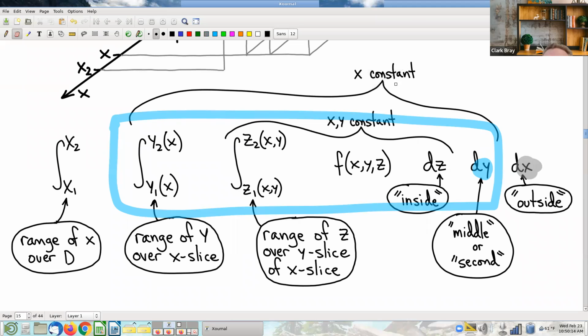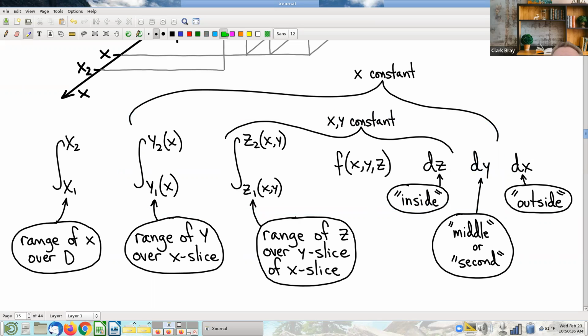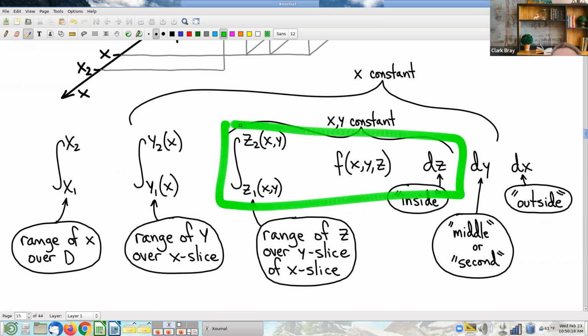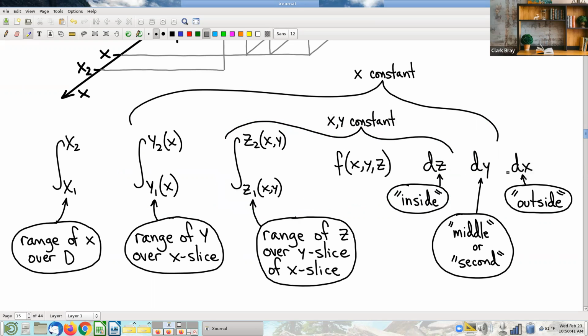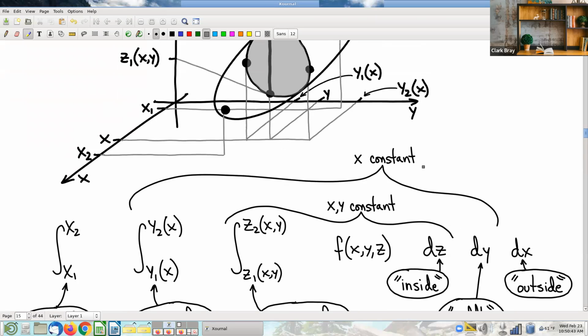And likewise, looking at this green integral here, the z integral, we get to that only after both x and y have been fixed. And so you get to treat both x and y as a constant for that inside integral. Get to, have to, take your pick. I like to think of it as get to myself.